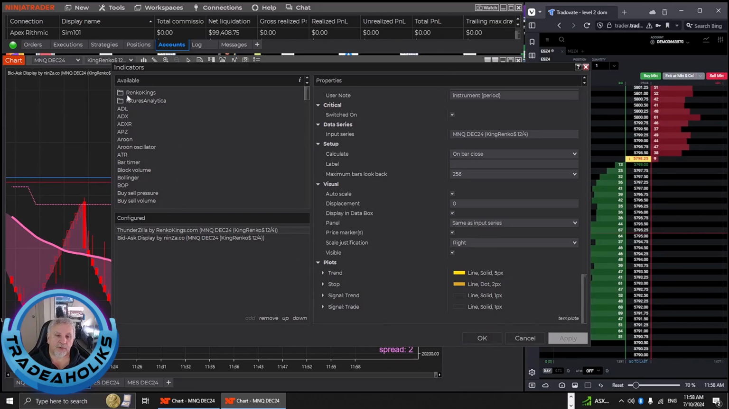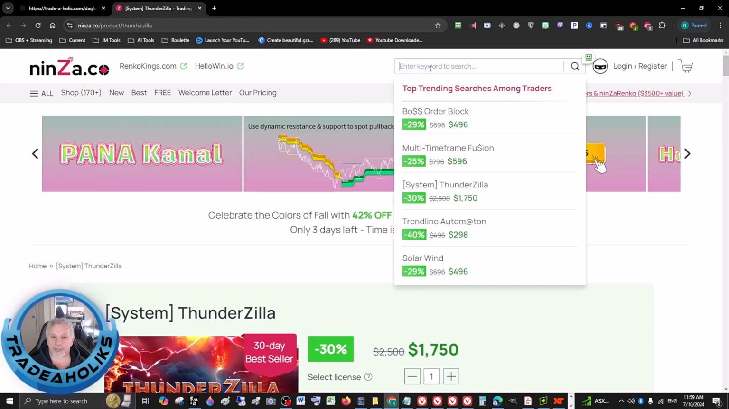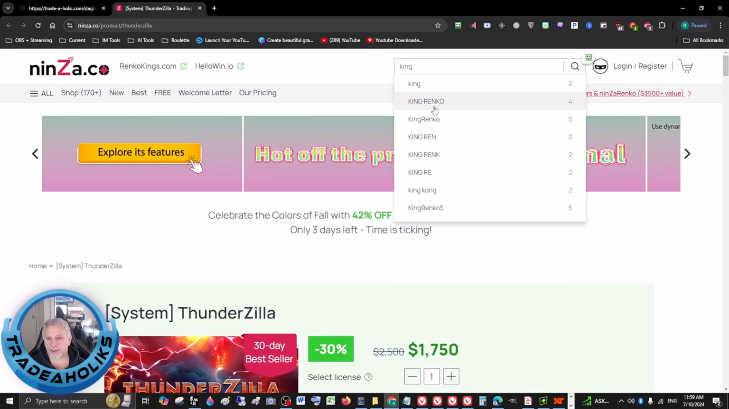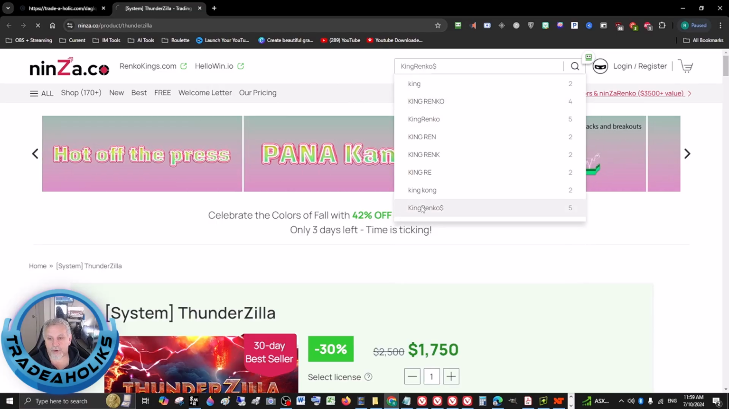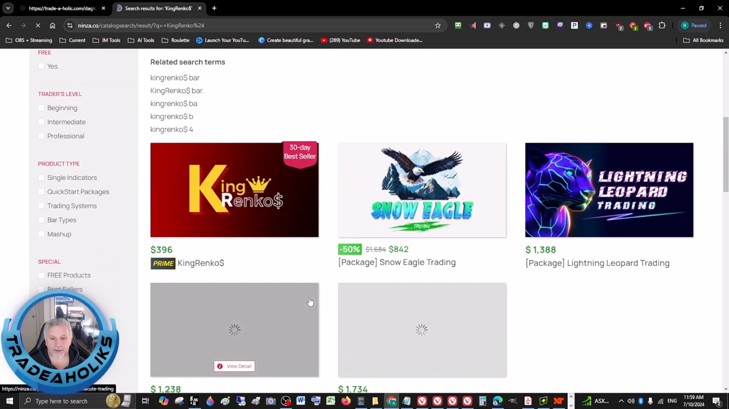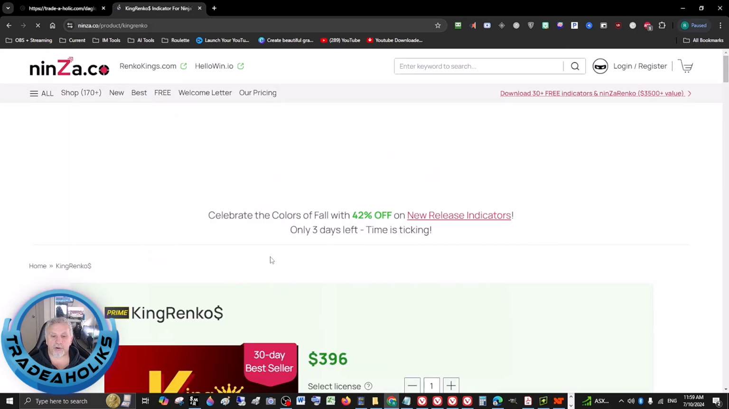Now, you've also got the King Renko bars that you've got to buy from Ninja Renko as well. So when you click on that link, go back to here and just type in King Renko. King Renko, here you go. There's the actual bars that I had to purchase as well. So you see that that's $3.96. Again, use my coupon code.